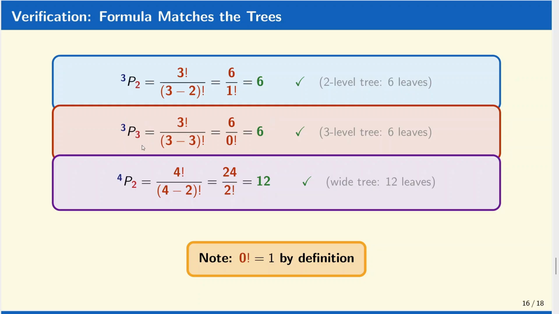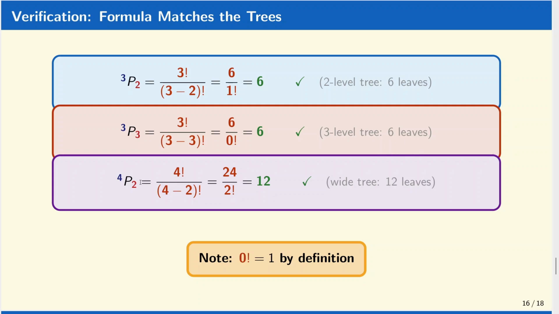Next, in the middle red box, let's calculate 3P3. We are choosing all 3 items. The formula gives us 3 factorial divided by the factorial of 3 minus 3. 3 minus 3 is 0, so we have 3 factorial divided by 0 factorial. Now, please look down at the orange box at the bottom of the screen. There is a very important rule in mathematics. 0 factorial is equal to 1 by definition. Don't let it confuse you, it just equals 1. So back to our red box, 6 divided by 1 equals 6. There's a check mark confirming that our 3-level tree also had exactly 6 leaves.